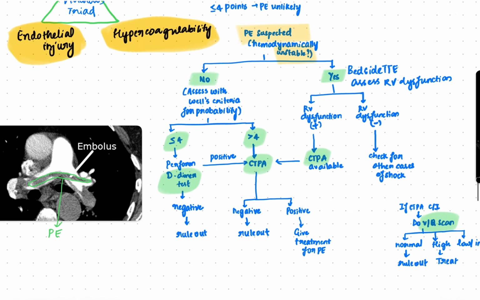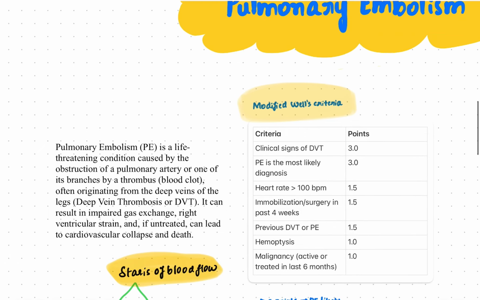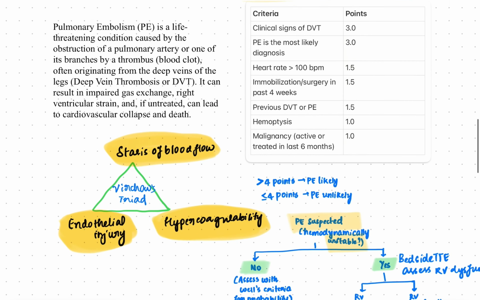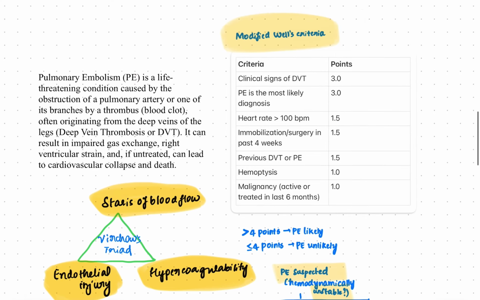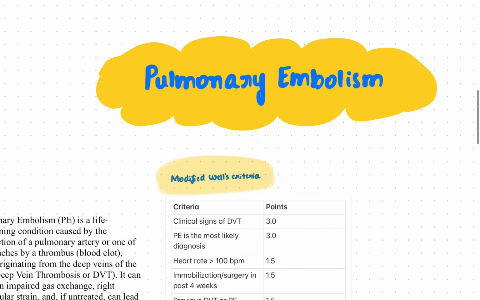So this is our overview of pulmonary embolism. One thing is there is one triad called Virchow's triad. It consists of stasis of blood flow, endothelial injury and hypercoagulability. All of these lead to an increase in pulmonary embolism formation. So overall, this is the pulmonary embolism overview and important points in pulmonary embolism.